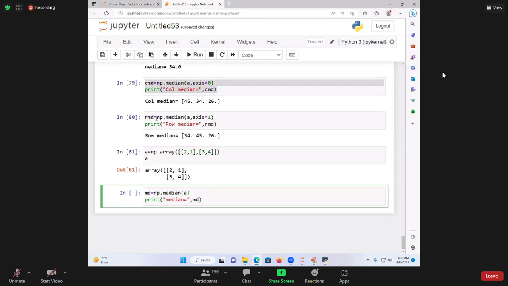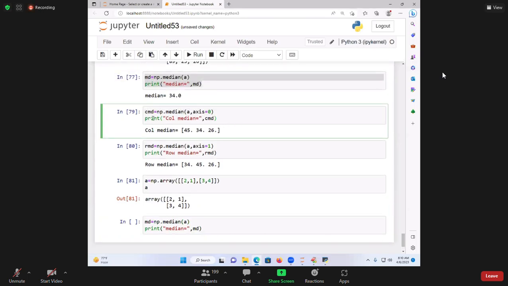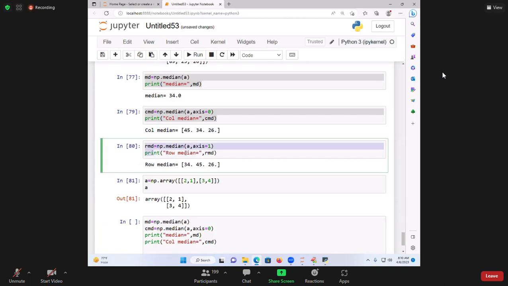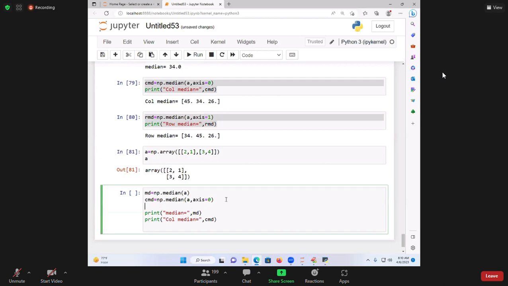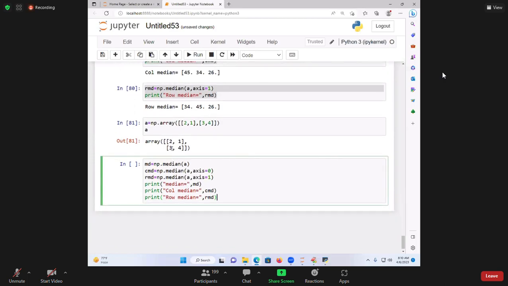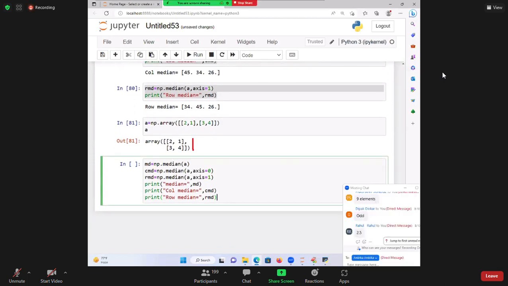Next, the column median also I will get here. I am writing it on the top. Next I will get the row median also. Here I am writing that. Now I am going to pass it. What is this data? Number of elements are what? 4. 4 elements are there.